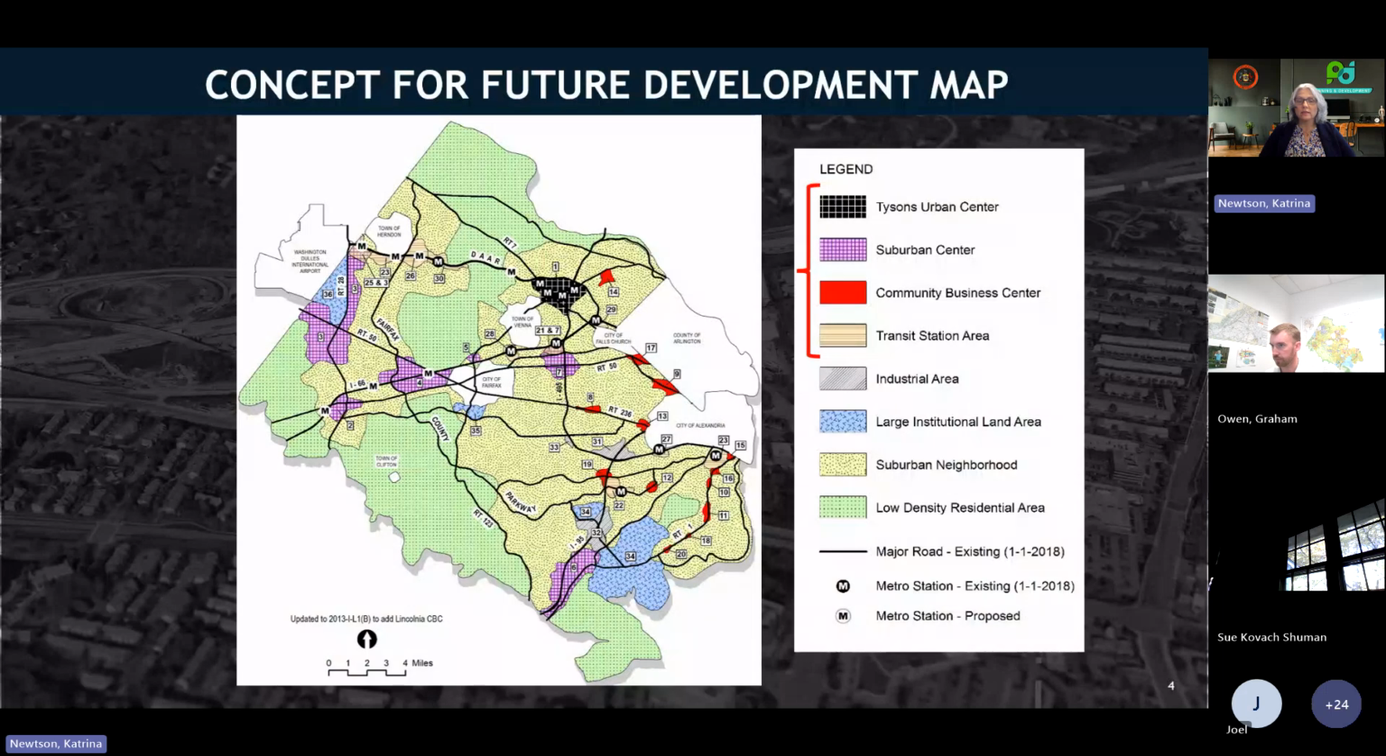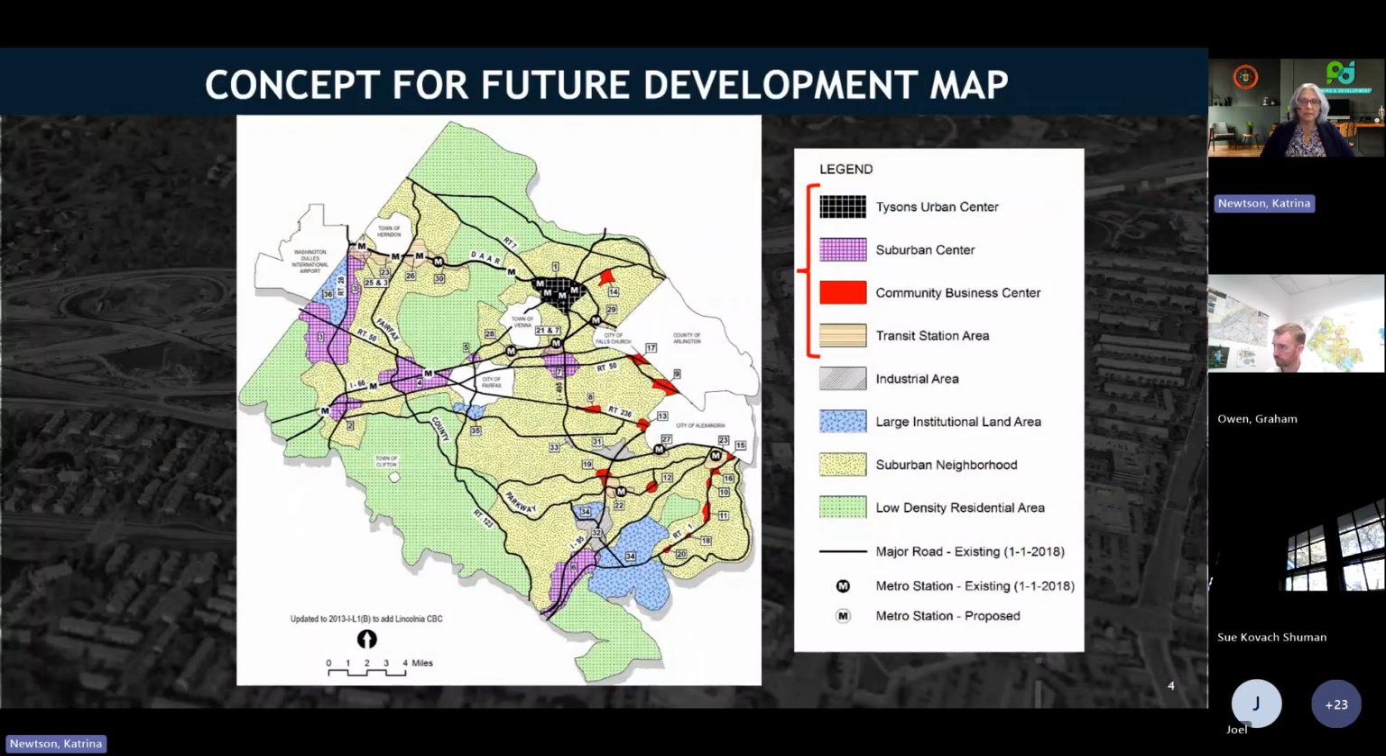And I've noted these in the legend in the red brackets. Those are those designated mixed use centers. There are a number of land classifications shown on the map that embody different types of mixed-use centers. The map also shows 3 designated industrial areas and then large institutional land areas. And the areas outside of the mixed-use centers, such as the yellow suburban neighborhood classification, are where minimal change is planned.